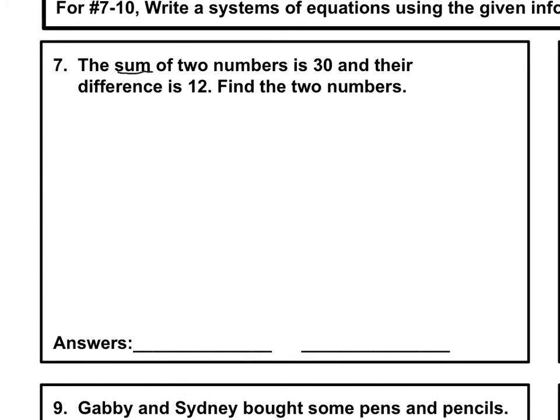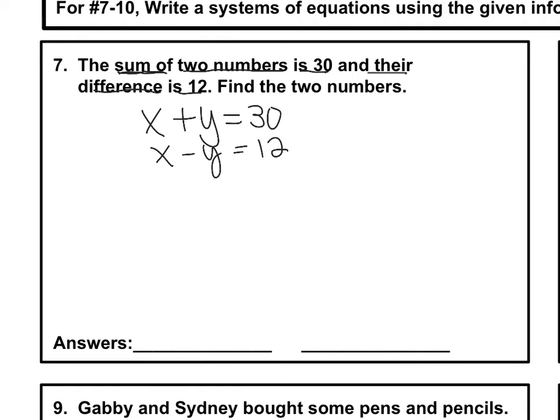So the sum, that means we're adding 2 numbers, is 30. So 2 numbers. We're going to say those 2 numbers are x and y. So x plus y equals 30. And then it says, and their difference, so that means subtracting, is 12. So if I say x minus y equals 12. So you can use either substitution or elimination, whichever one you think works best.